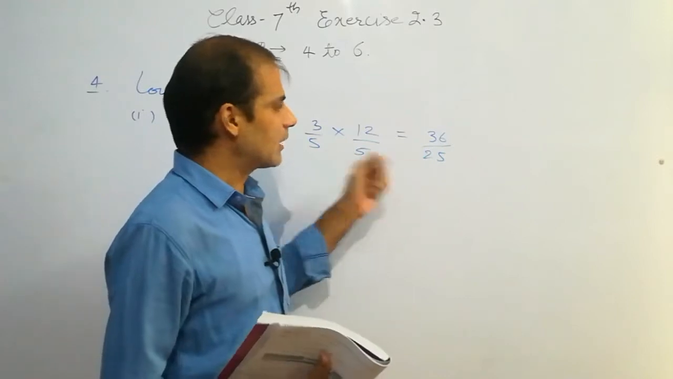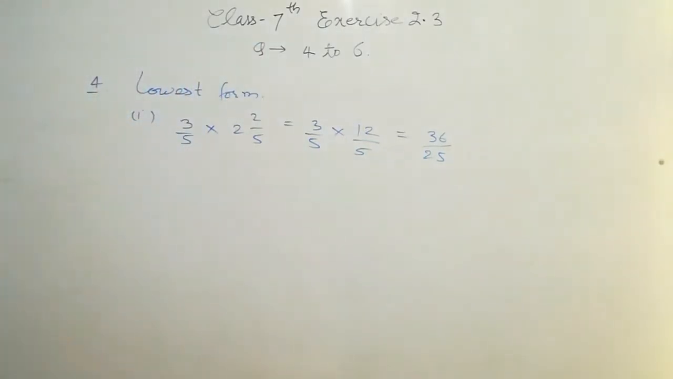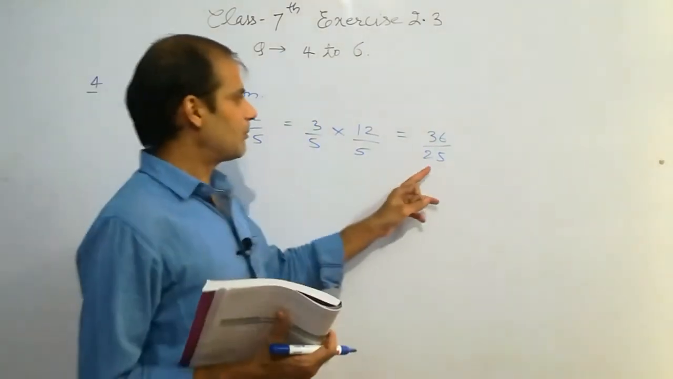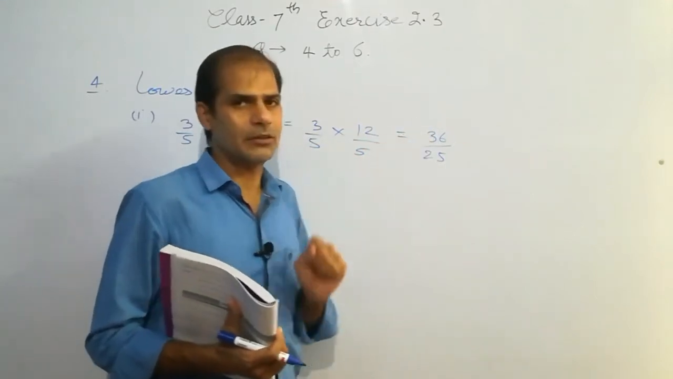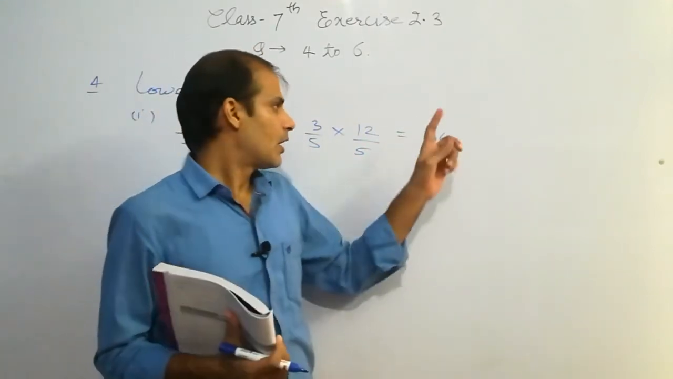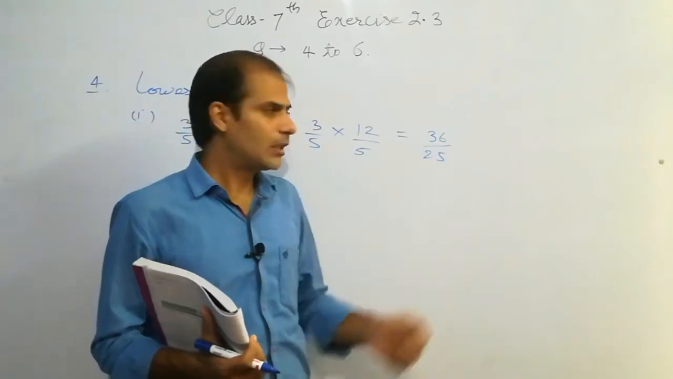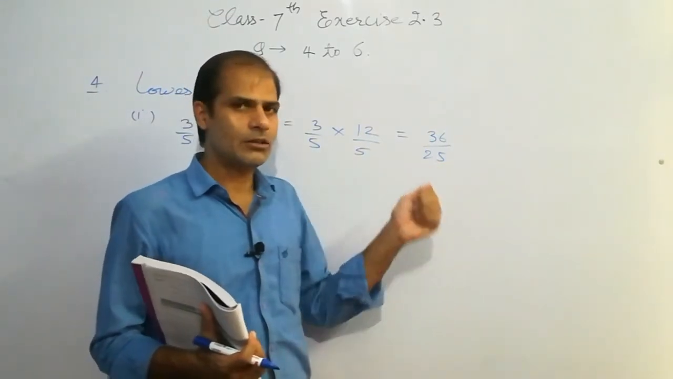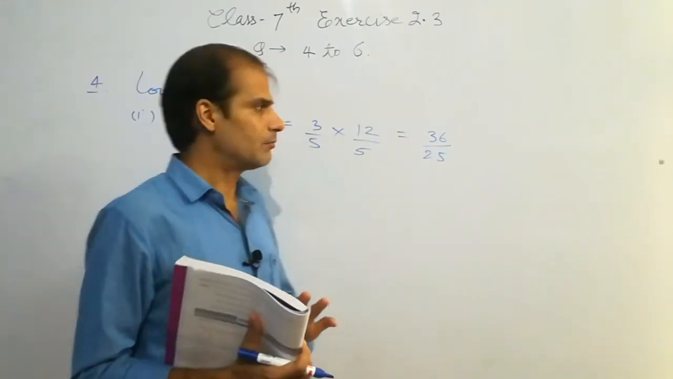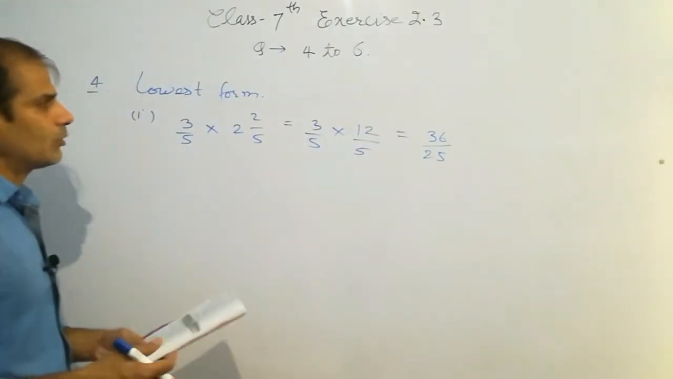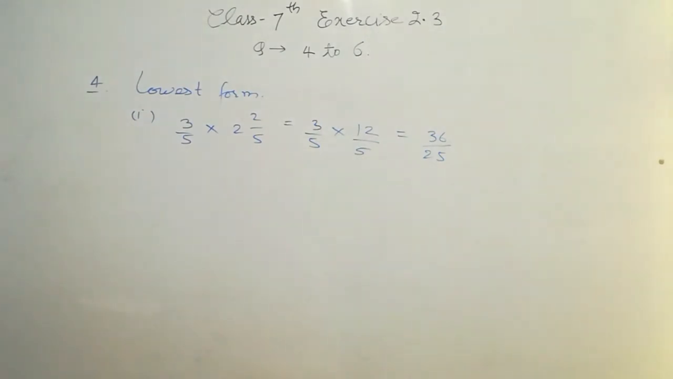So this is 36 and 25. You have to check by which number these are divisible. Now 36 is not divisible by 5, and 25 is divisible by 5 only. You can easily check. If you think about 25, it is divisible by 5 and 25, but 36 is not divisible by 5 or 25. So this number cannot be reduced to lowest form.